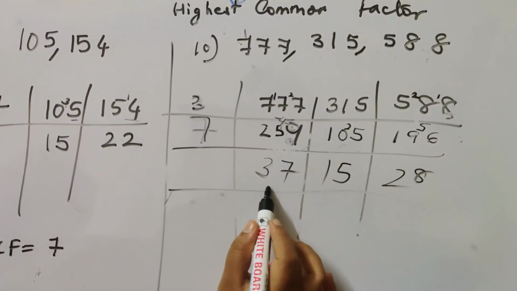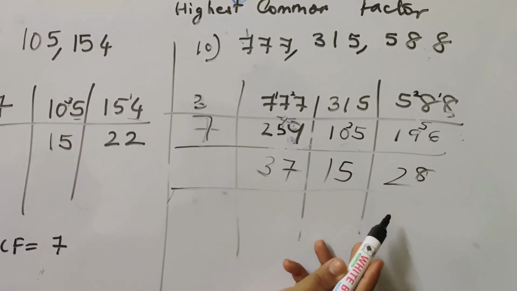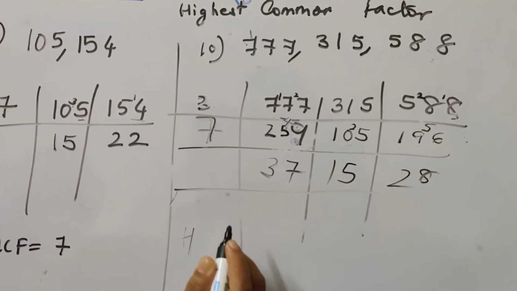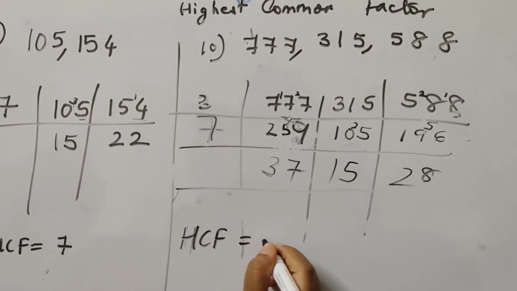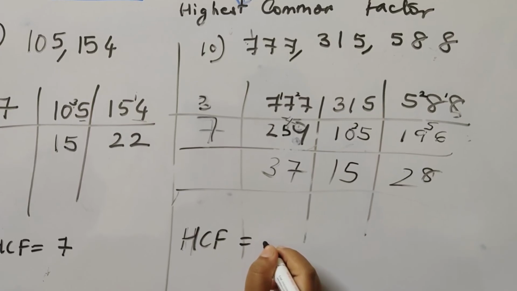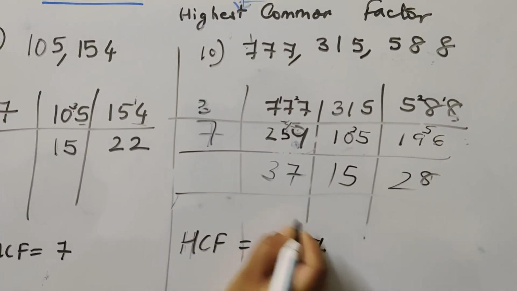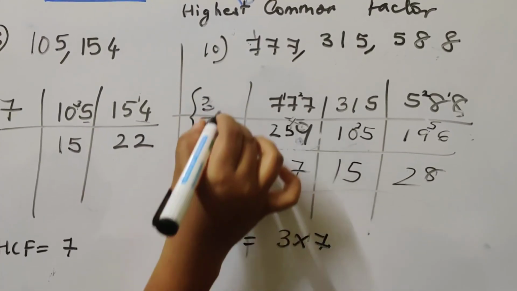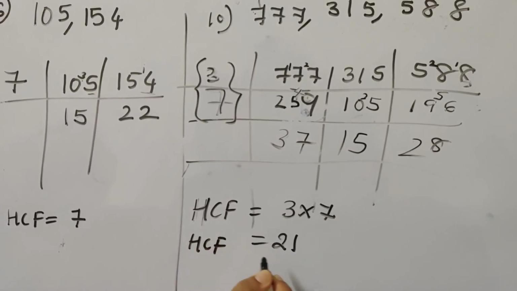Now you know 37 is prime and the others are not. So obviously there will be no other number that will divide all the three. So you stop and you write HCF of 777, 315, 588 is 3 multiplied by 7. So these numbers have to be multiplied. That is 21. So what is the HCF of the three numbers? 21.